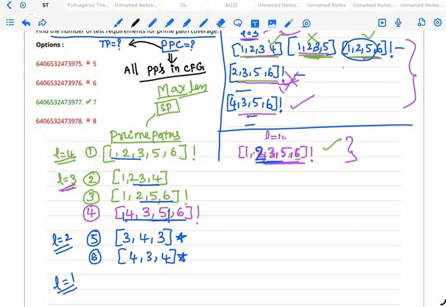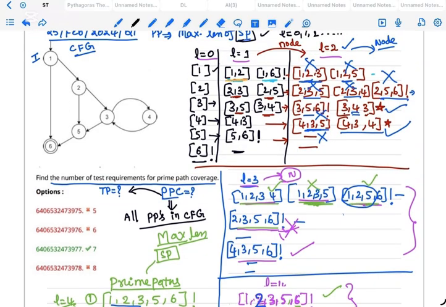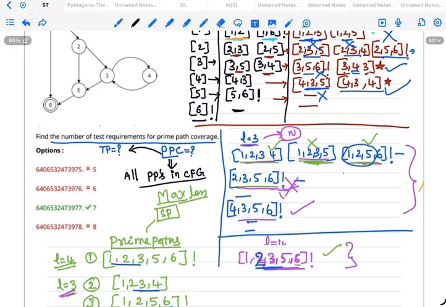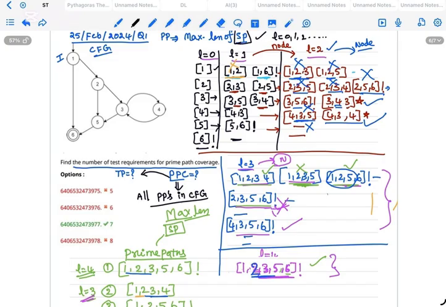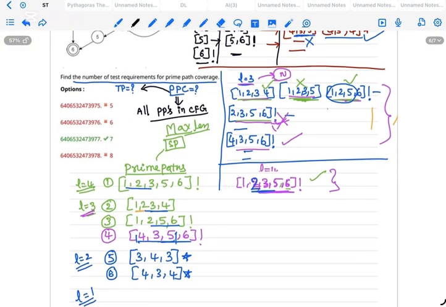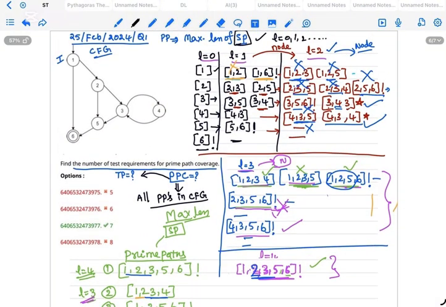Next we go for length 1. So is 1 2 covered anywhere? Here, right? 1 2, so many prime paths. So 1 2 is not a prime path. Next, 1 6. 1 6 is not covered in the prime paths anywhere. So 1 6 is a prime path.